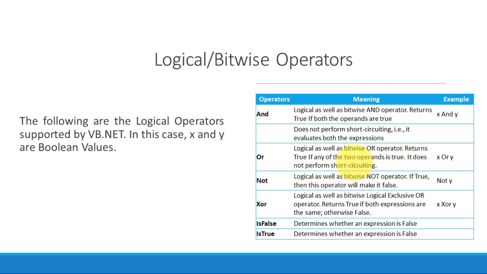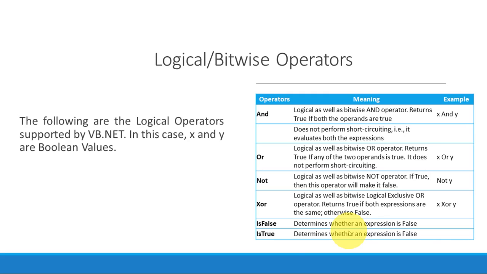It does not perform short circuiting. It means that either x is true or y is true. If either of the two operands is true, it will get true. Not is a logical operator too. If true, then this operator will make it false. Not will negate the statement. Then XOR returns true if the two expressions differ, otherwise false. IsFalse determines whether an expression is false, and IsTrue determines whether the expression is true. So these are the logical operators.